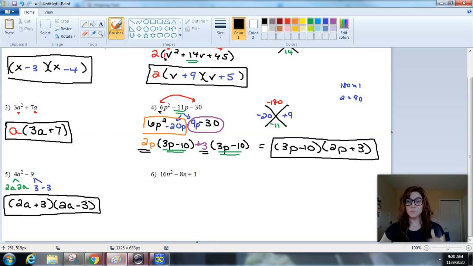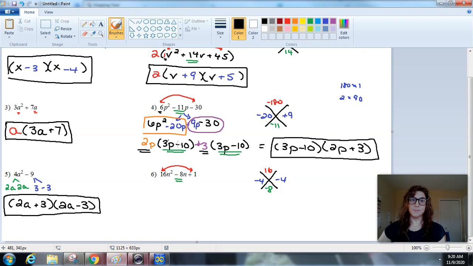Okay. And the last one, number 6, is similar to number 4. There's nothing in common. There's no GCF. So I'm going to jump to using my diamond method here. Okay, 16 times 1, I'm going to have a 16 on top. I have a negative 8 on the bottom as my middle term. So factors of a positive 16 that add to a negative 8 are a negative 4 and a negative 4.